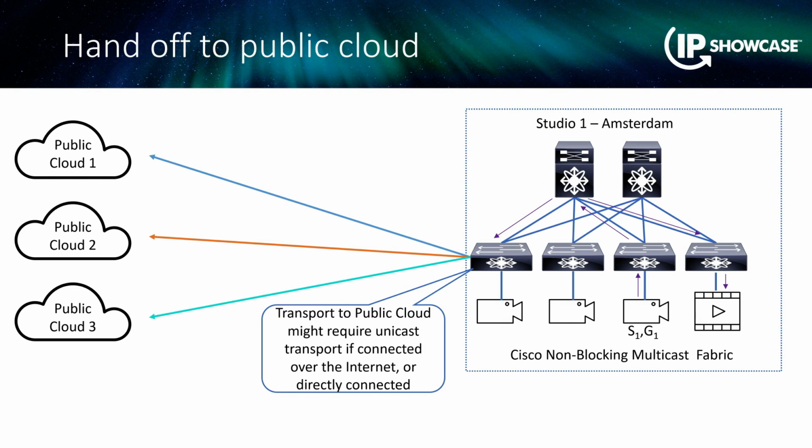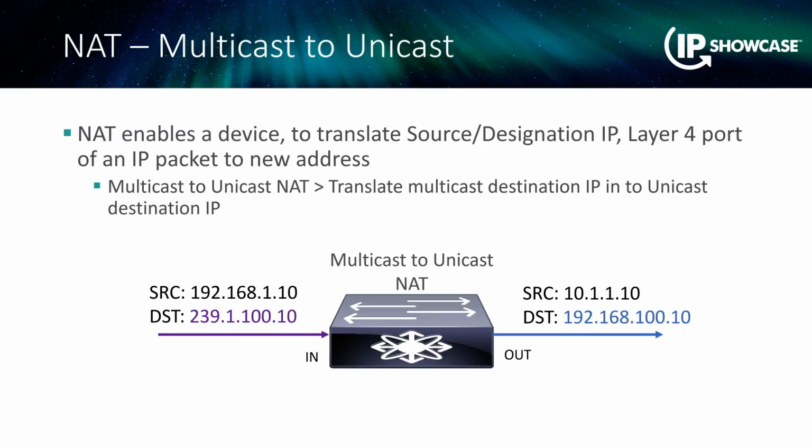Also, you might use public internet to do this. Public internet doesn't like multicast at all. You will not be able to transport a packet of multicast over public internet. So how do you do this? You would be able to translate that multicast traffic into unicast traffic.